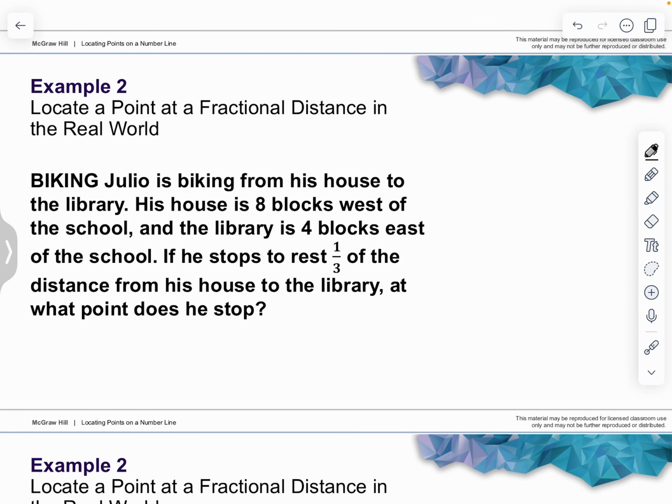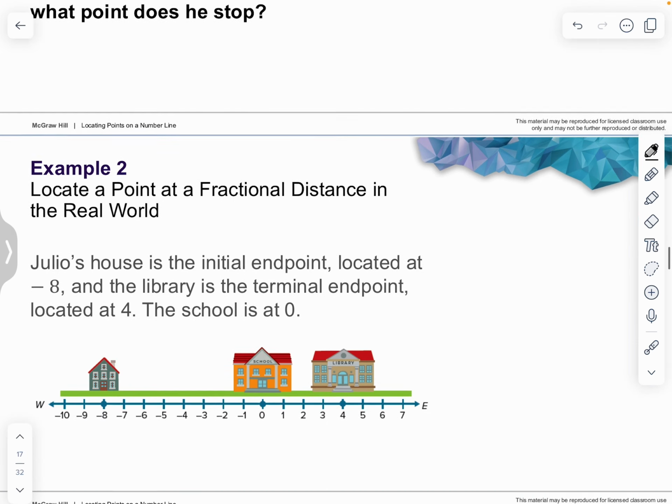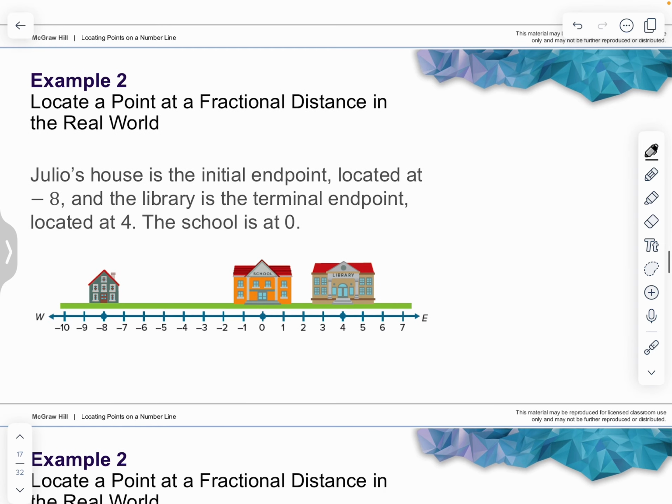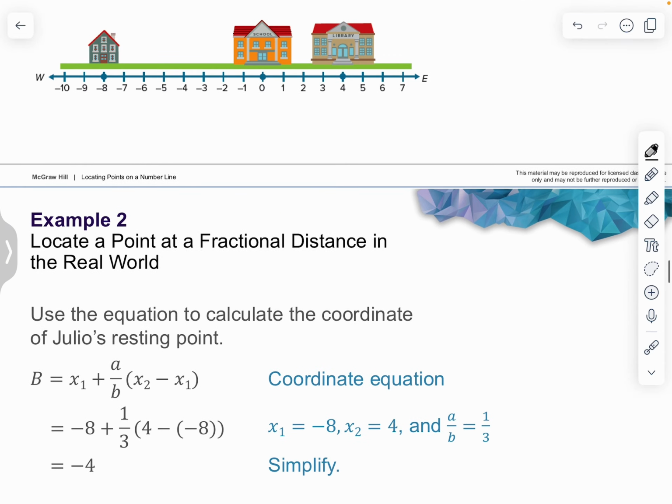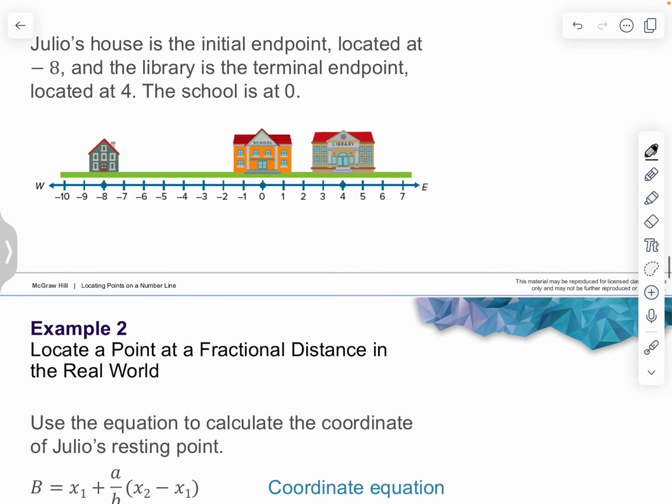All right. Julio is biking from his house to the library. His house is 8 blocks west of the school, and his library is 5 blocks east. If he stops to rest 1/3 of the distance from his house to the library, at what point does he stop? So they gave us this nice drawing, and we're going to use the equation.